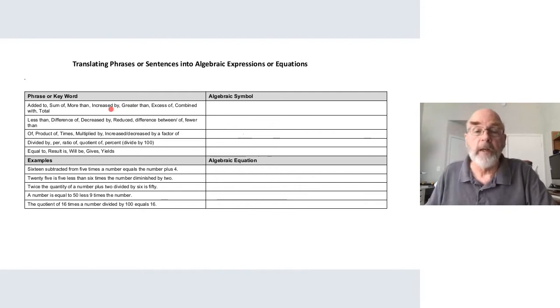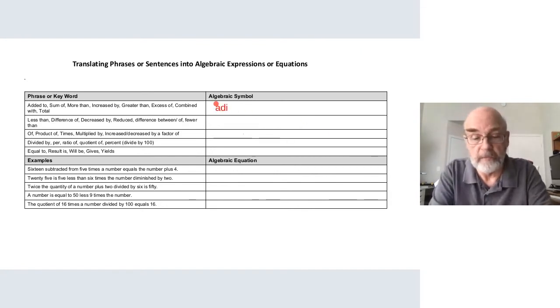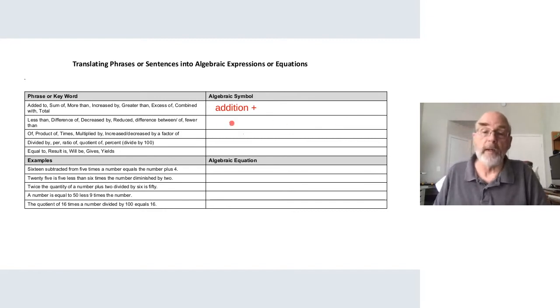So, for example, here are some keywords: add, sum, increased by, greater than, excess of, combined with. All of these words have to do with a certain operation in mathematics. And that operation, of course, I don't think we have to stretch our imagination too far, but that operation, of course, is addition. And here is what you'd expect.